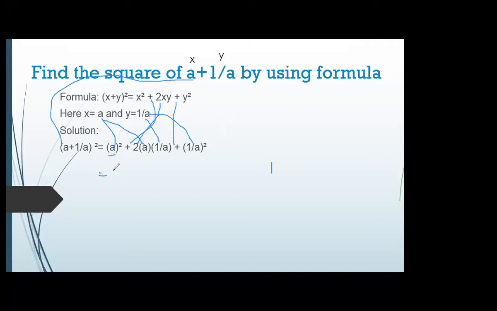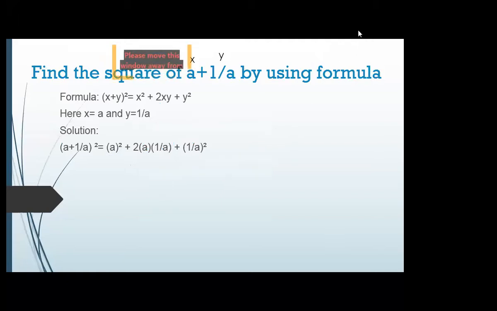Now Kainat, what do we get? A square. Then plus we get 2 here. A and 1 upon a are cancelled, so we get 2 into 1, and 2 into 1 is 2. Then plus 1 over a square means 1 into 1 is 1, right? So we get 1 over a square. Is it clear, everybody? Very good, Ramla. So here we get this answer, a square plus 2 plus 1 over a square.